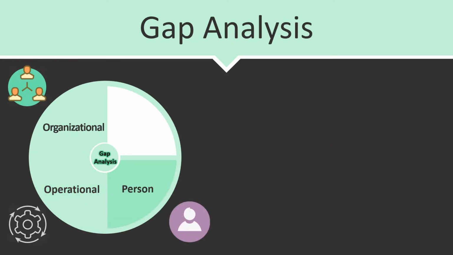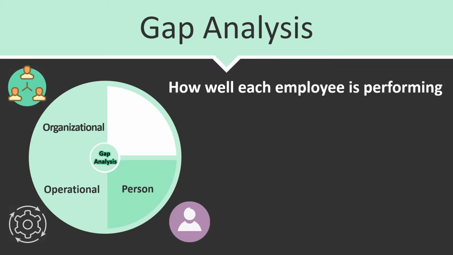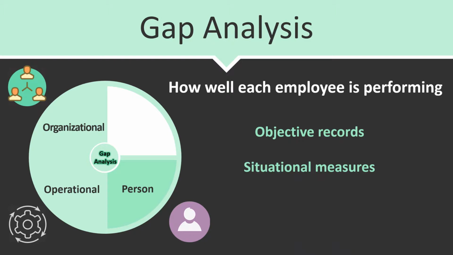In a person analysis, the objective is to find out how well each employee is performing the tasks that make up his or her job. You'll look at objective records such as performance data, situational measures, and observational measures.